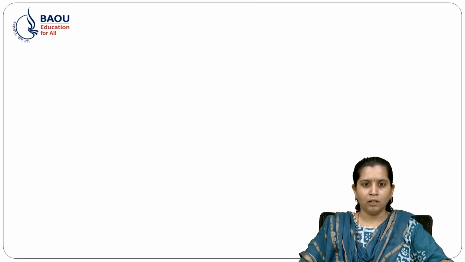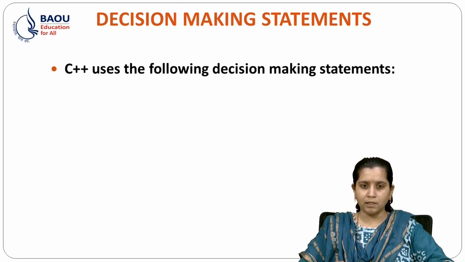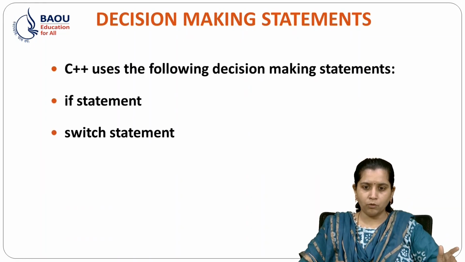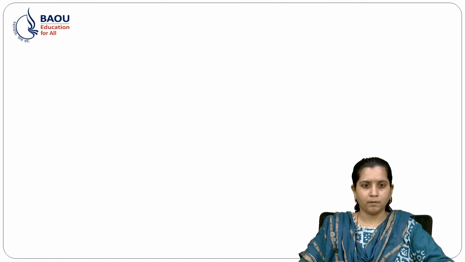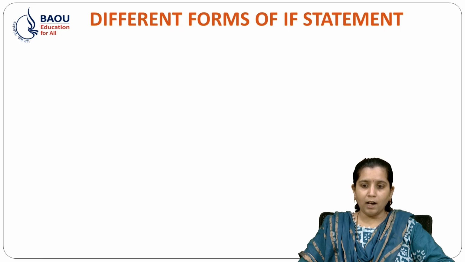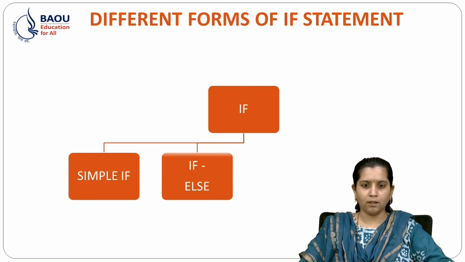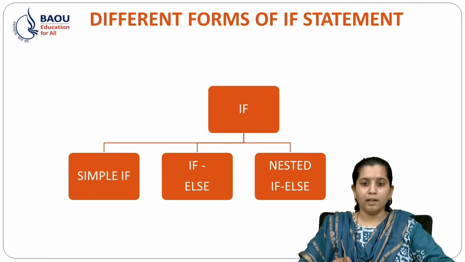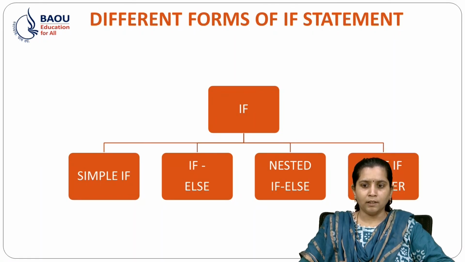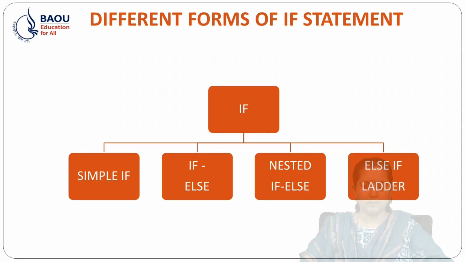Let's see decision making statements. C++ uses the following decision making statements. First is if statement and second is switch statement. So, there are different forms of if statement in C++. That is simple if, if else, nested if else, and else if ladder. So, first of all, we will see simple if in detail.